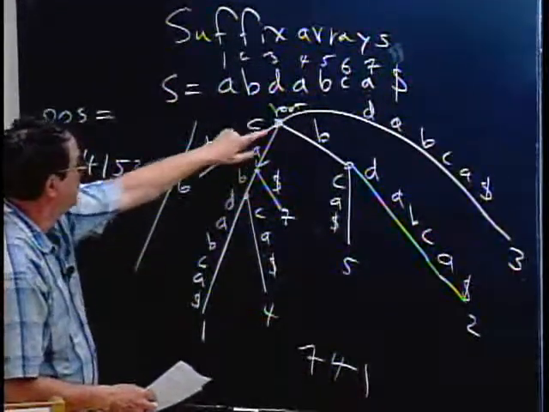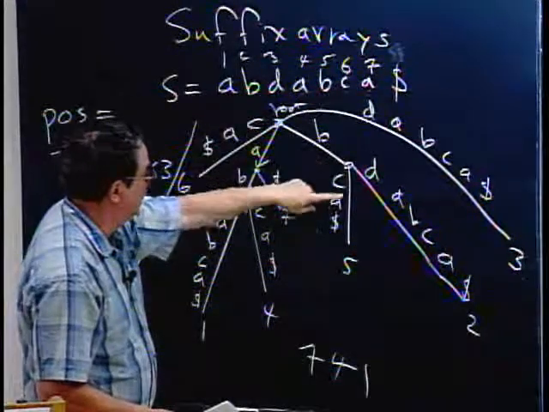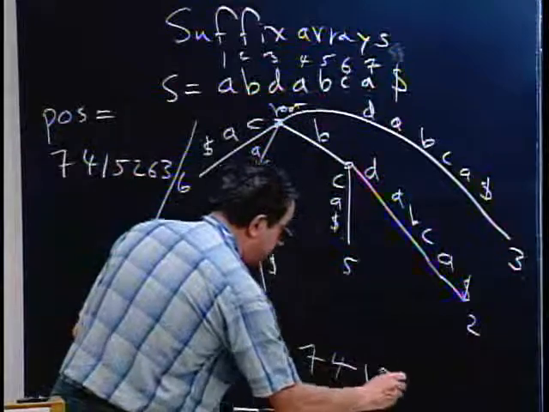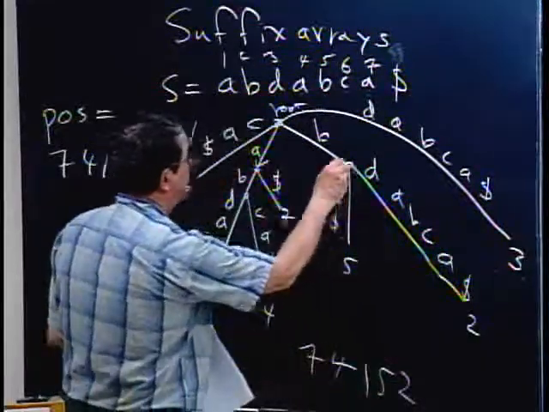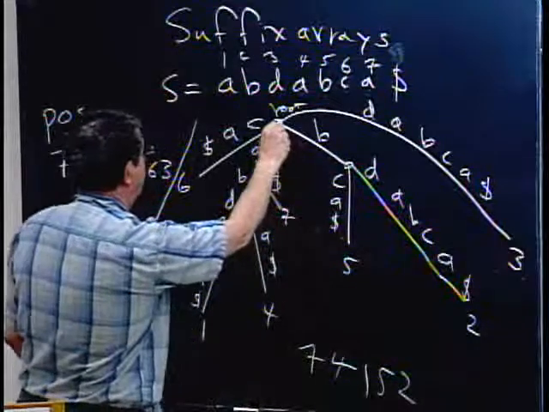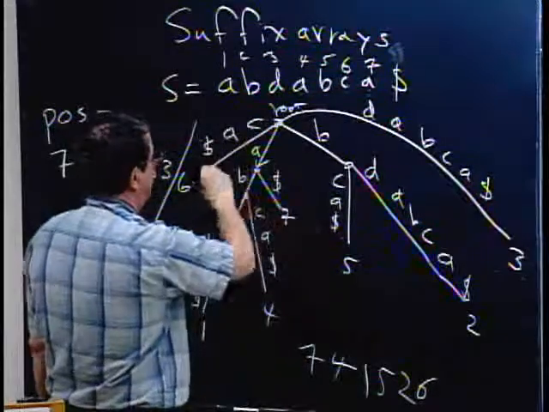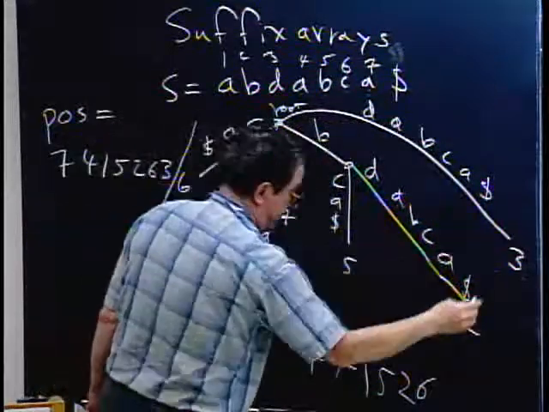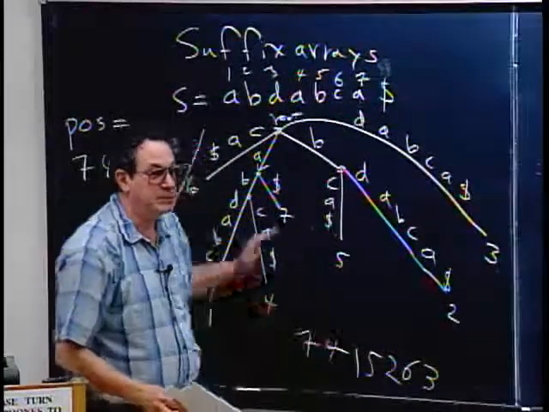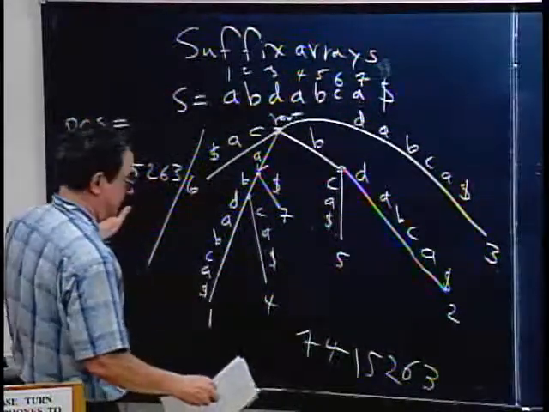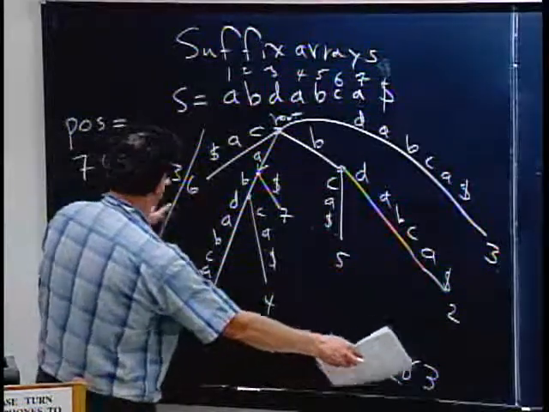Back up, back up, back up. Now we're going to go down the edge that begins with a B, then with a C, we hit a 5. Back up, down to here, we hit a 2. Back up, back up. Now we take the C edge, go down to 6, and then come back up. We take this edge, we hit a 3, and hopefully this is the same string as over here. Now look at it. 7, 4, 1, 5, 2, 6, 3.